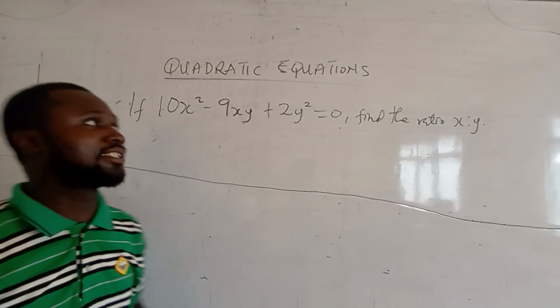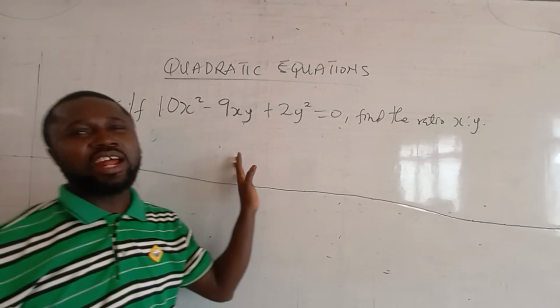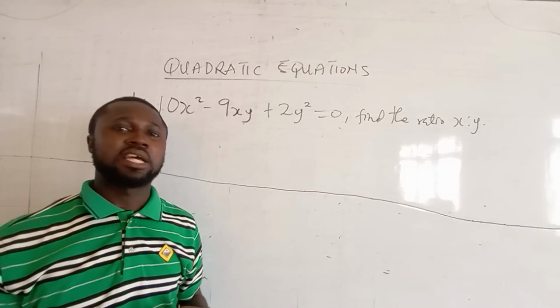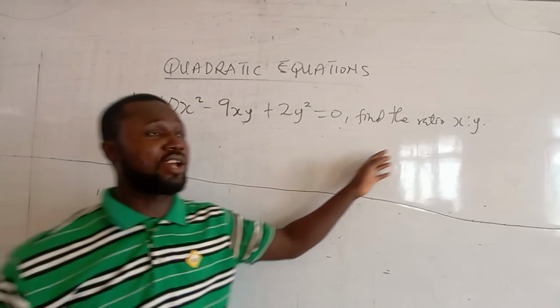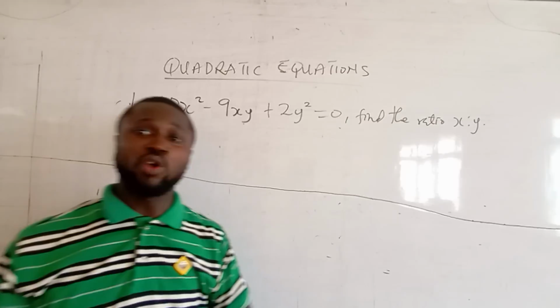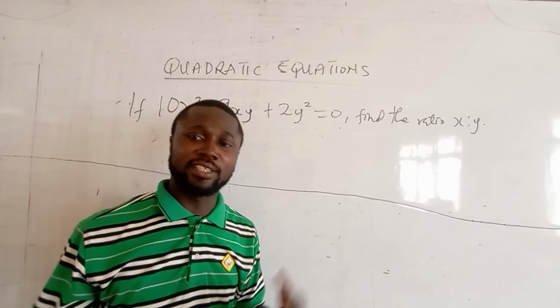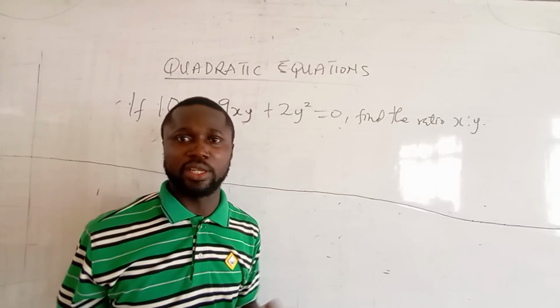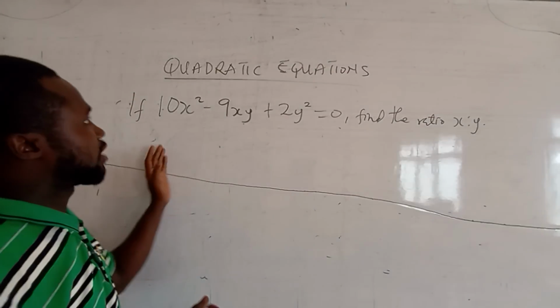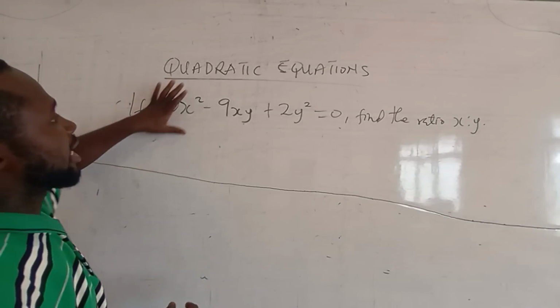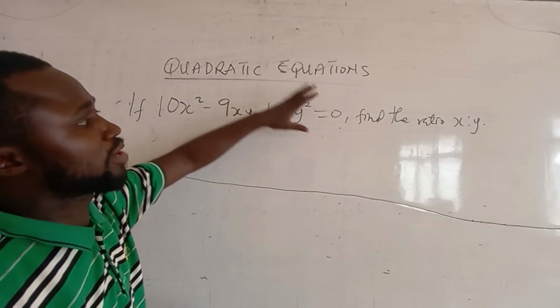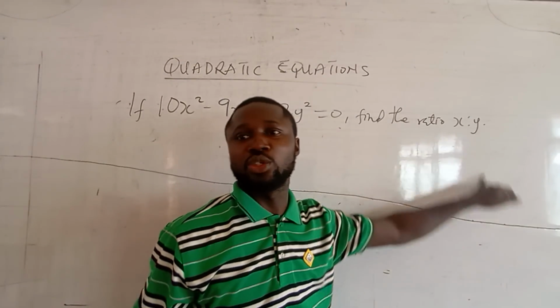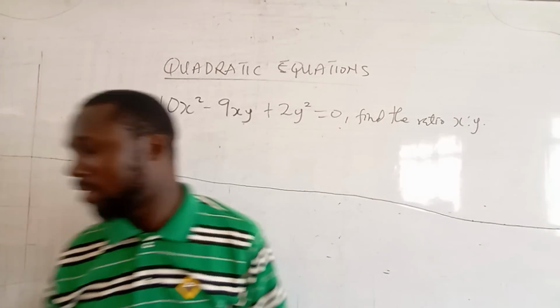And as we have been learning, we are also going to look at another question which is a quadratic expression, and we are expressing it in a ratio form. However, we are still going to apply the knowledge of factorization of quadratic trinomial as we have been learning. So let's look at this particular question. If 10x squared minus 9xy plus 2y squared equals 0, find the ratio x is to y.